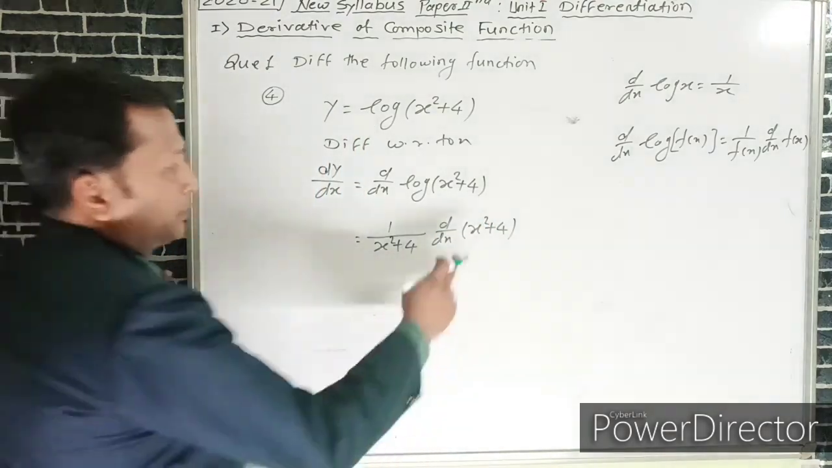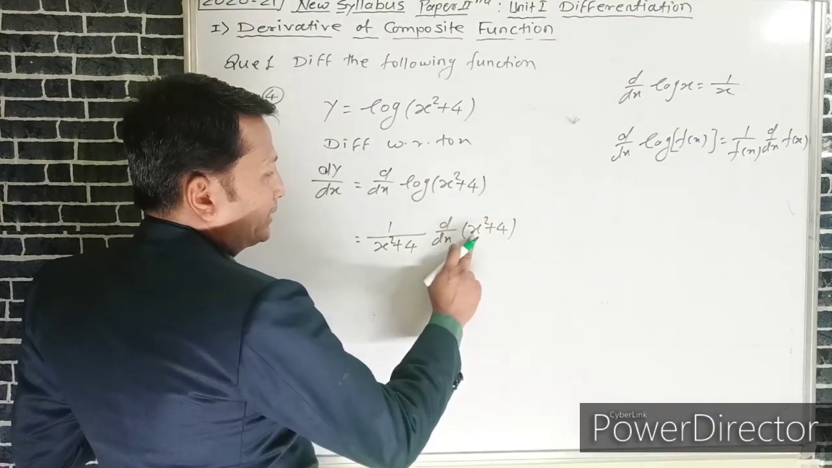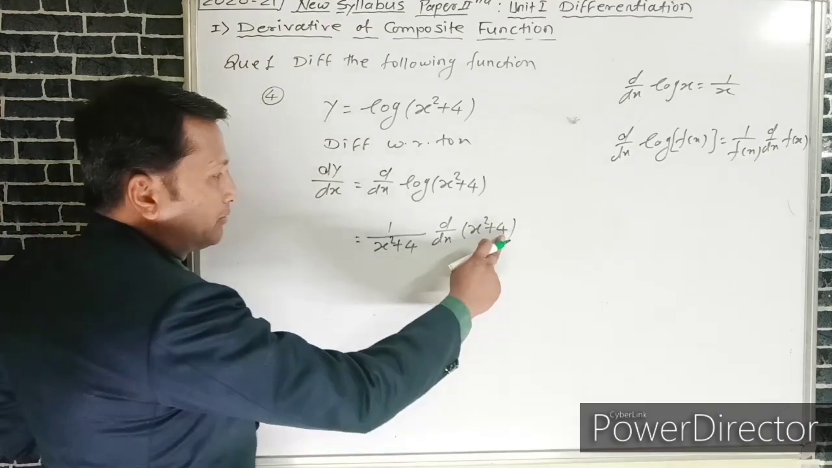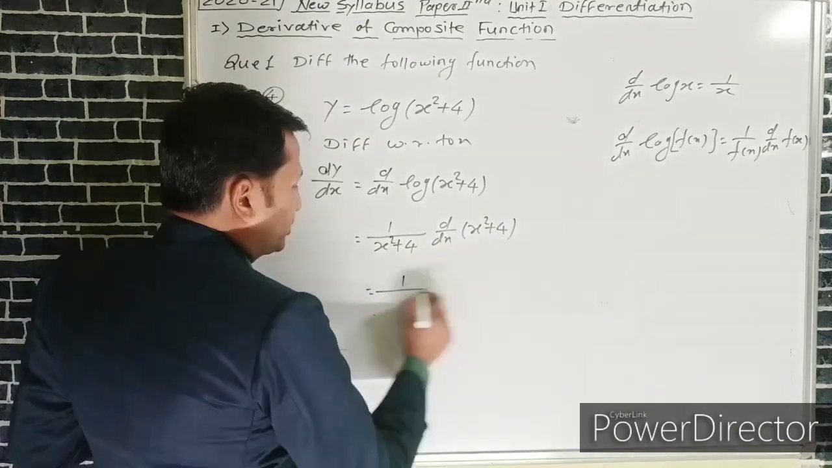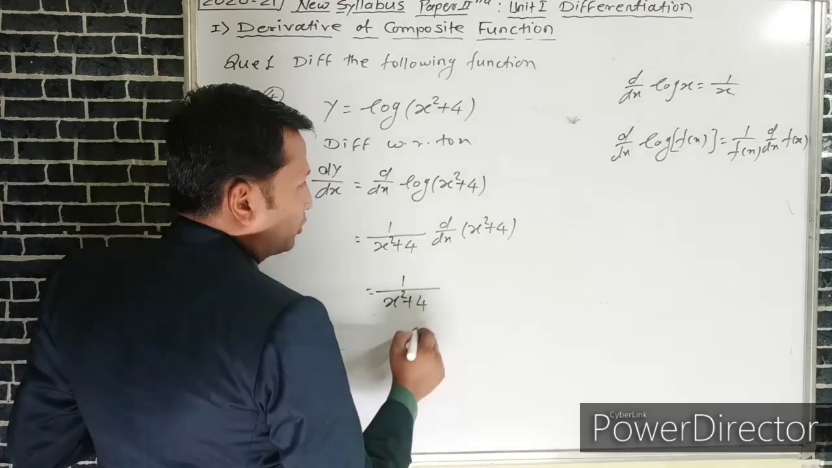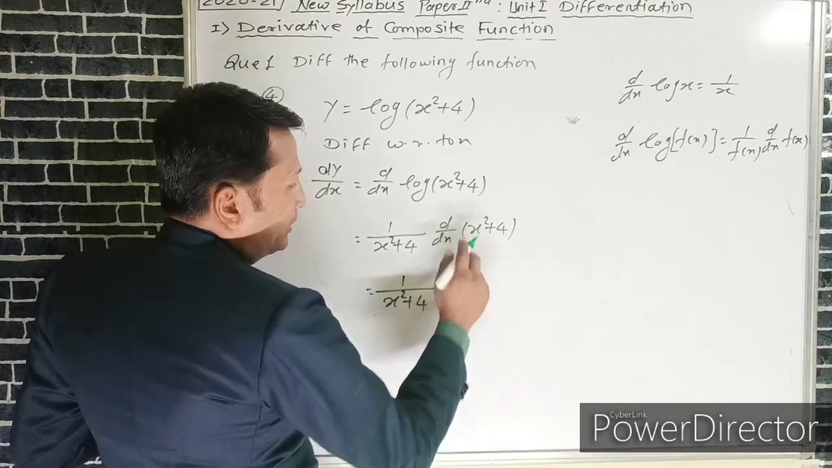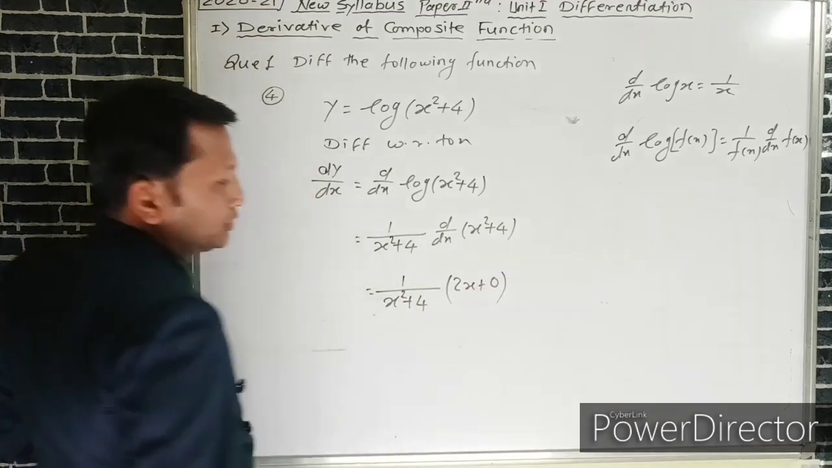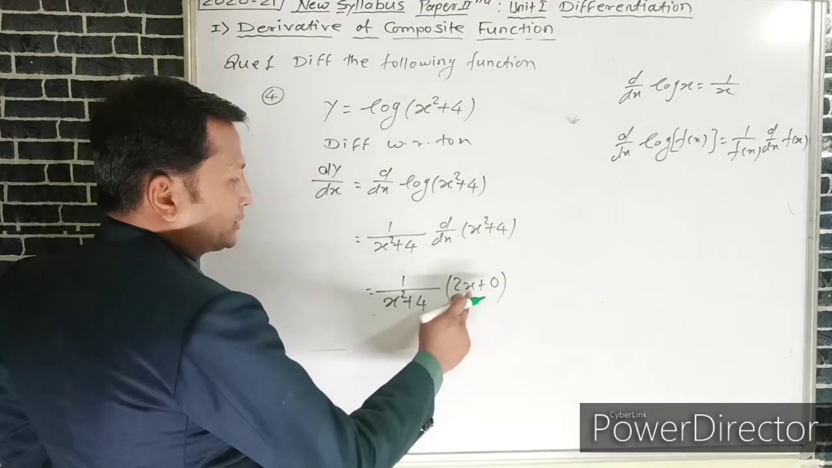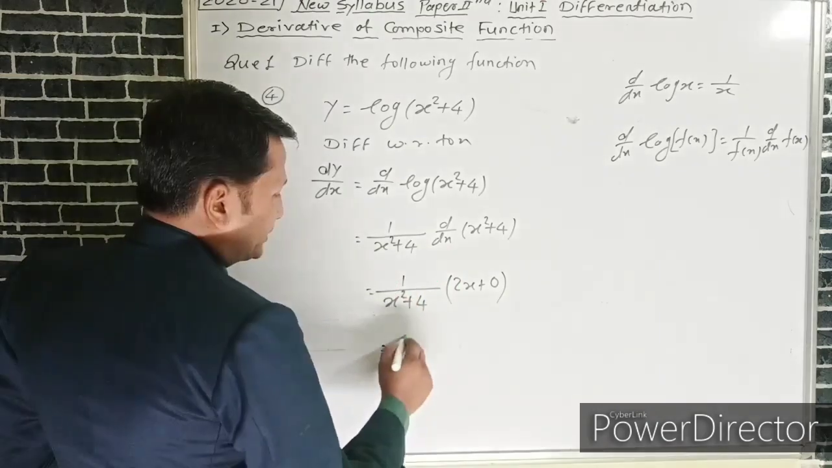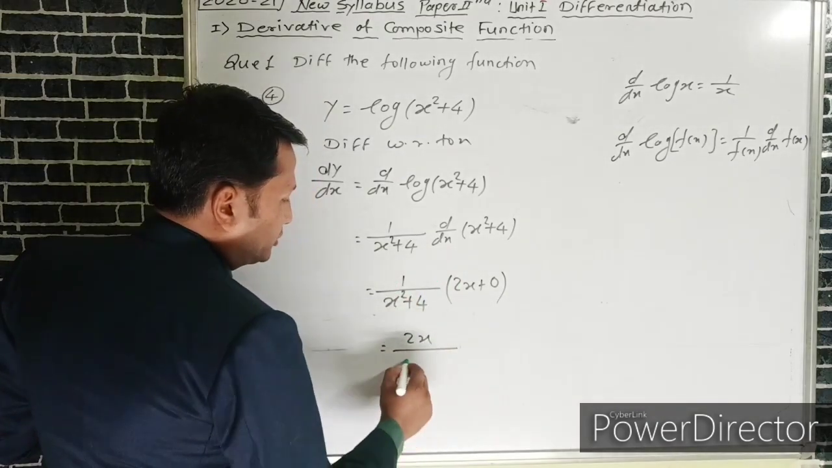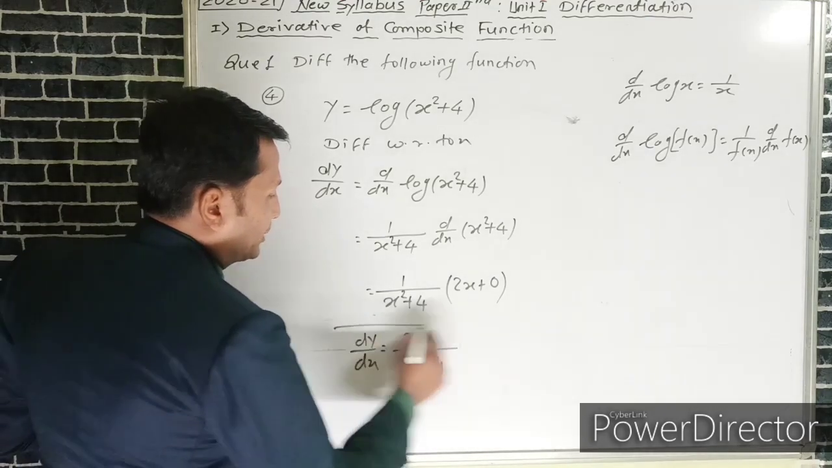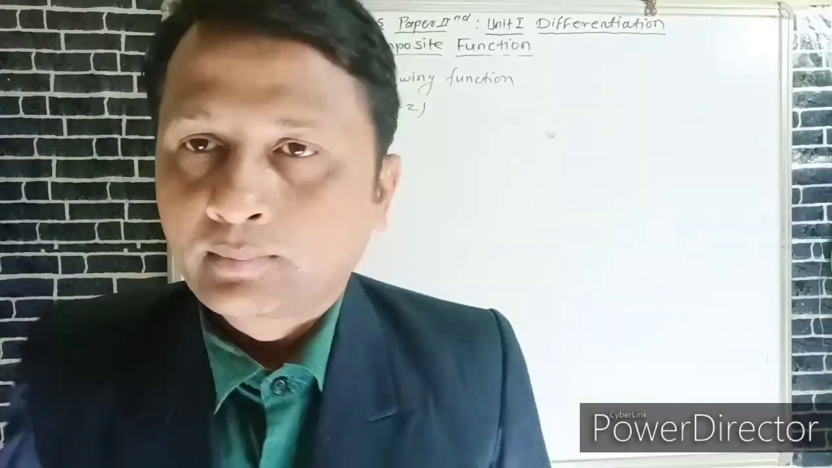By applying the rule of u plus v, we take a separate derivative of x square and a separate derivative of 4. Hence we can write 1 upon x square plus 4 into the derivative of x square, which is 2x, and the derivative of 4, which is a constant function, is 0. 2x plus 0 is 2x, and again 2x into 1 is 2x, which equals 2x upon x square plus 4, the required derivative of y, dy upon dx.